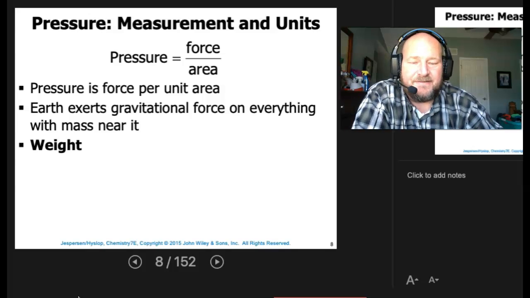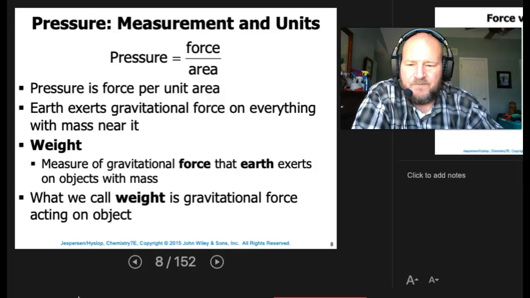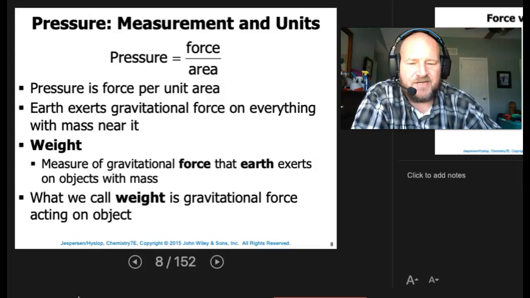That's weight. Okay, that's not mass, that's weight. Whenever we're measuring the Earth's force, that is going to be a weight. What we call weight is gravitational force acting on the object.